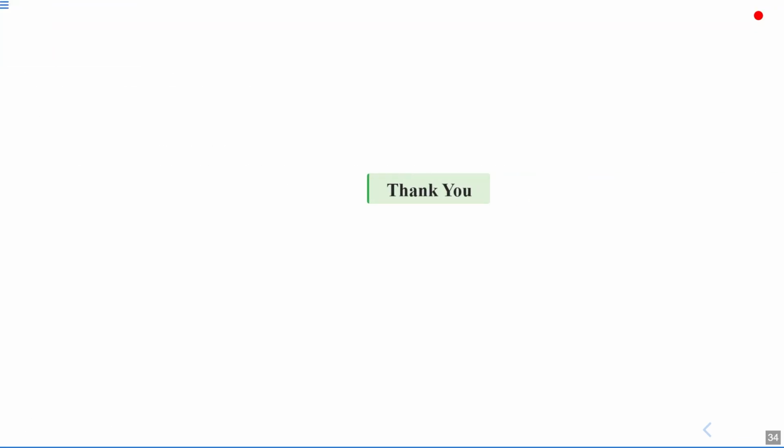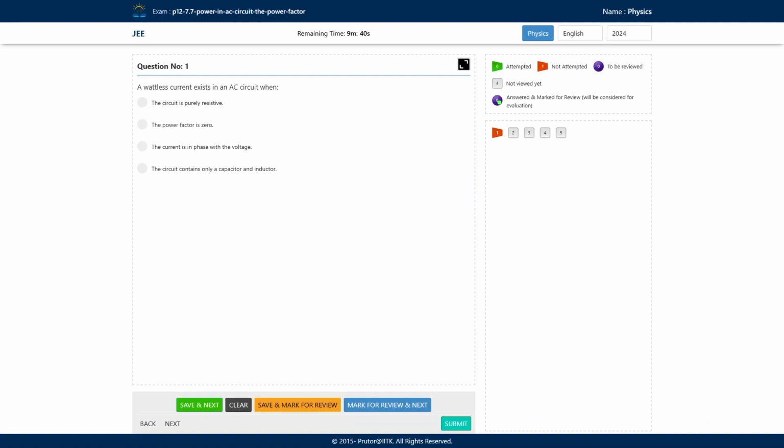Okay, so thank you, but we have to do the DPP. So this is the first question. A wattless current exists in an AC circuit when the circuit is purely resistive, the power factor is 0, the current is in phase with the voltage, or the circuit contains only a capacitor and inductor. So what is the correct option? You can write in the comment section.